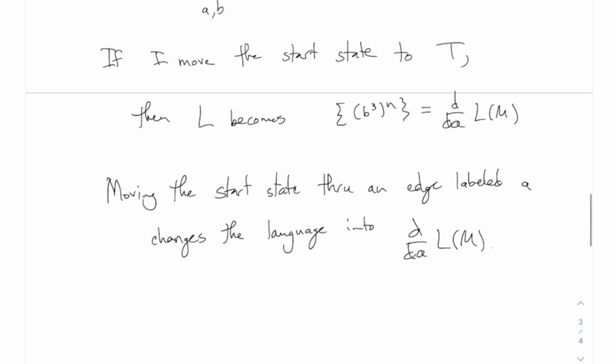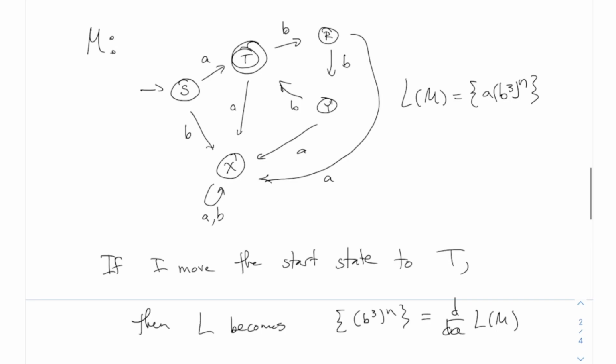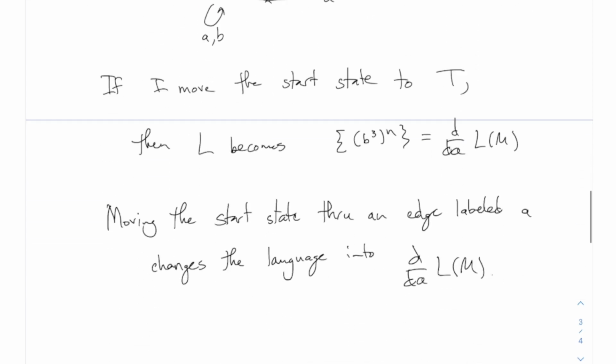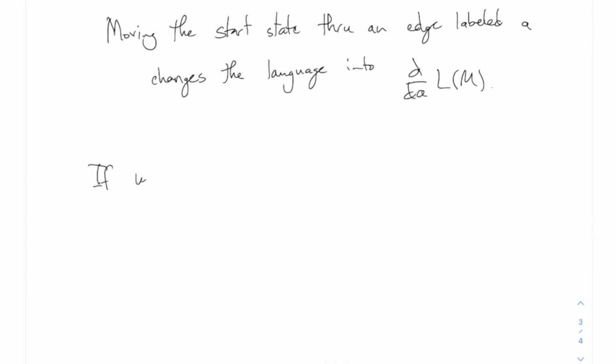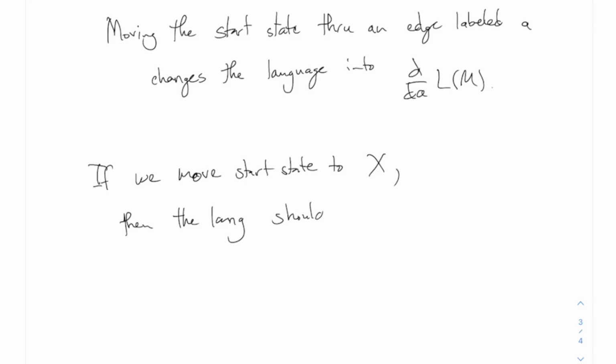What if I shift it by going through a B here? What if I go down here to X? Then I should expect the language to be the derivative with respect to B. So if we move the starting state to X, sorry I have to scroll away from the picture there, then the language should become the derivative with respect to B of my original language.